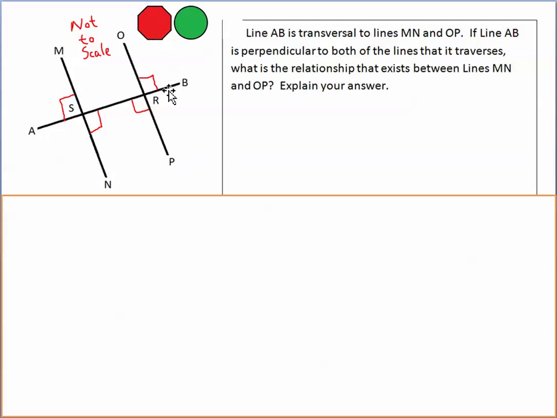Well, what this is saying is that we're perpendicular right here, and if two lines are perpendicular at one point, they're perpendicular everywhere else. And so if this one transversal line right here, AB, is perpendicular to this line, and it's perpendicular to this line, this is 90 degrees, that's 90 degrees, they're 90 degrees all the way around, and therefore line OP has to be perpendicular to line MN.